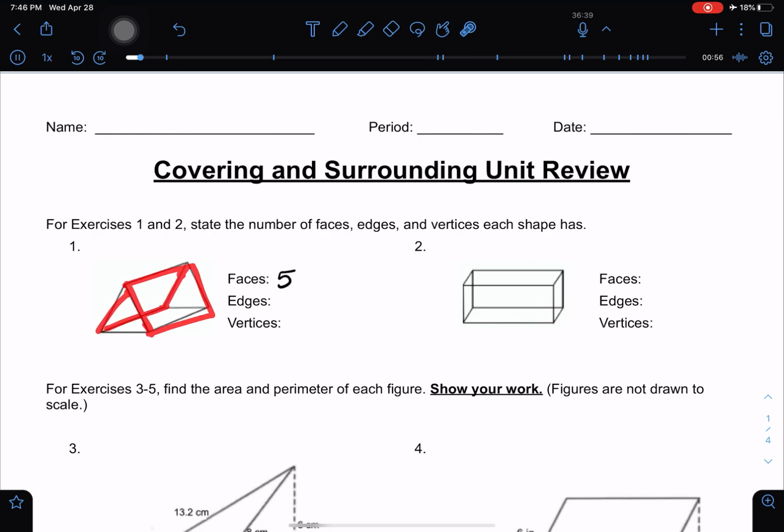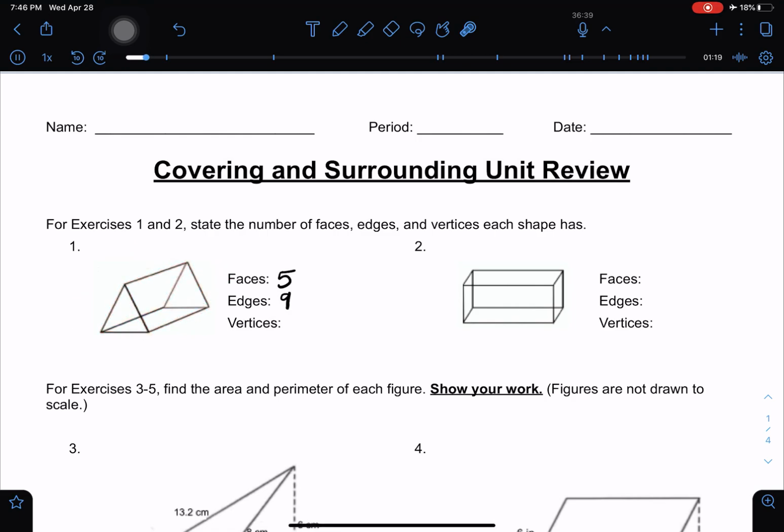Edges are the lines that connect the vertices, so it's where 2 faces meet as well. And if we count, we see that there are 3 edges in the front, 3 edges in the back, and the 3 edges that connect those 2 faces together as well. So the total edges are 9.